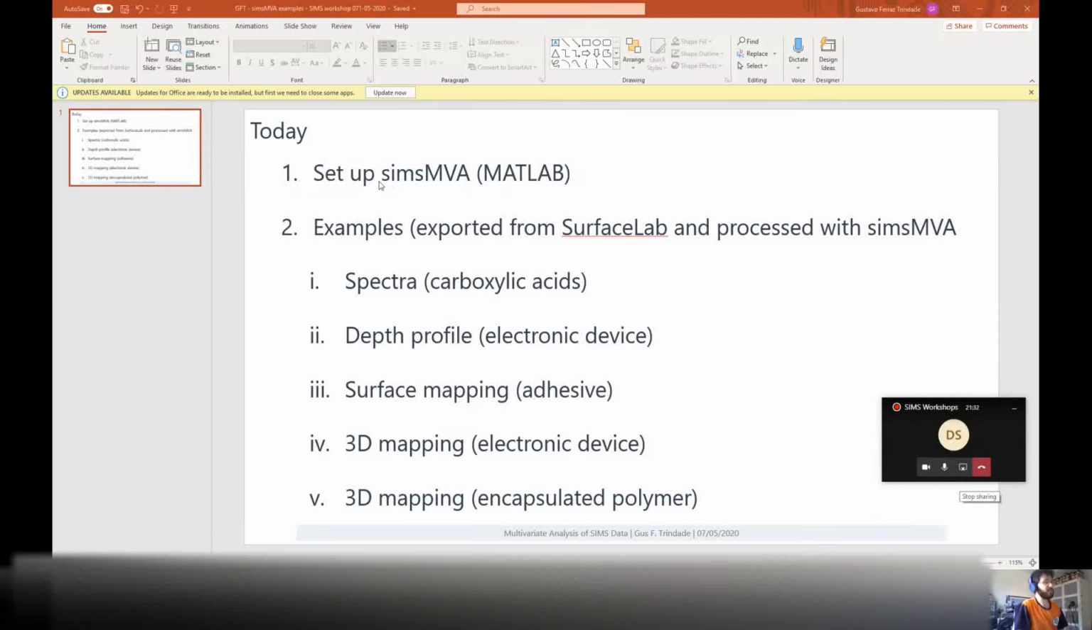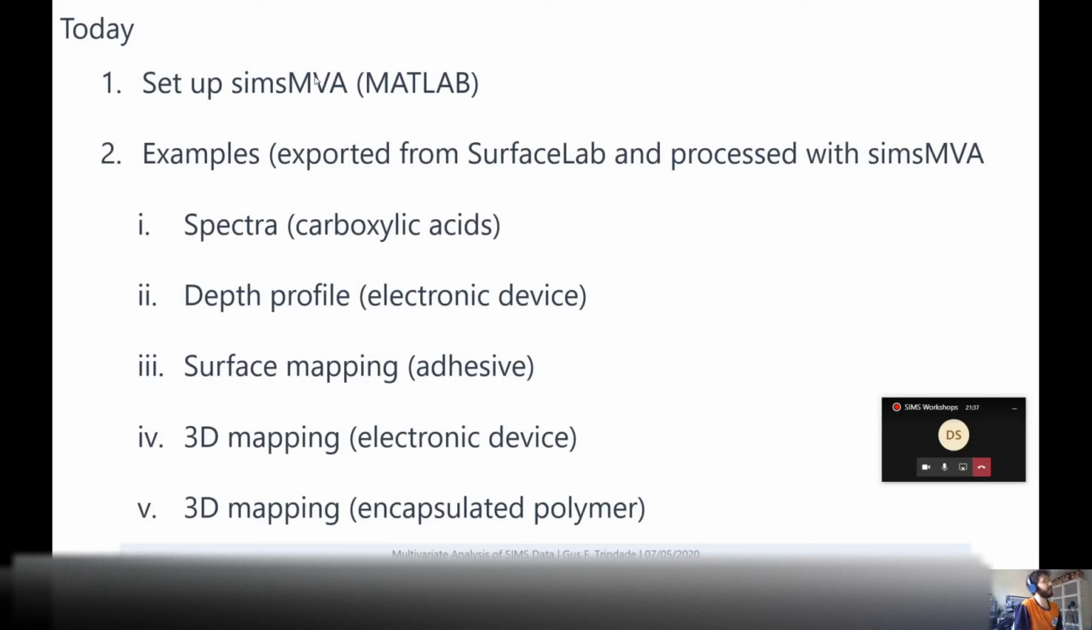So yeah, this is the only slide for today. So basically, I will just quickly show how to set up simsMVA once you download the files and then using MATLAB. And then we have 4 to 5 examples, starting from how to export data from Surface Lab and then process with simsMVA. And I want to kind of increase complexity for each example. So we start with spectra data sets, and then depth profiling, surface mapping, and then 2 examples with 3D mapping. And hopefully using these examples, we'll be able to showcase all the main features of simsMVA.